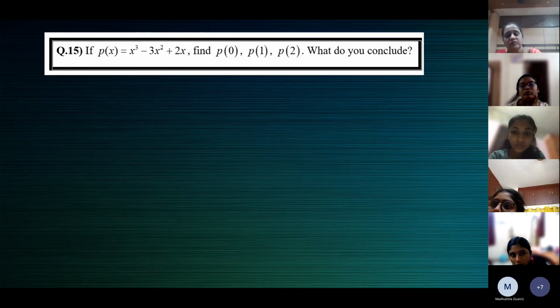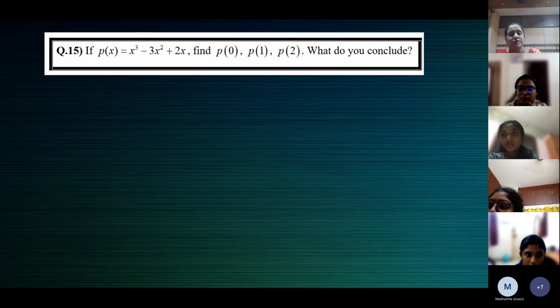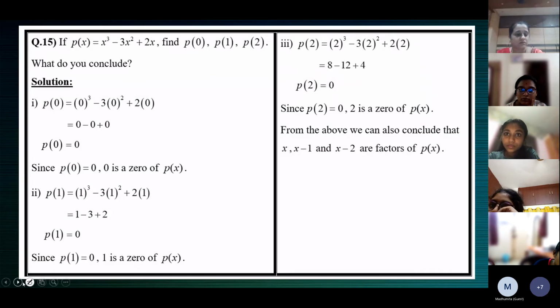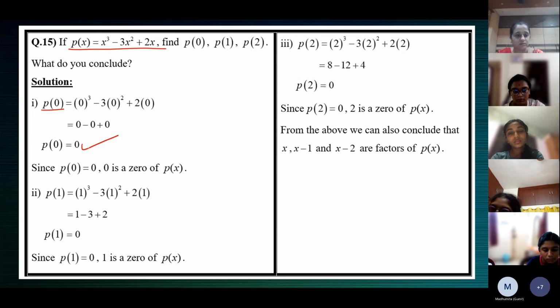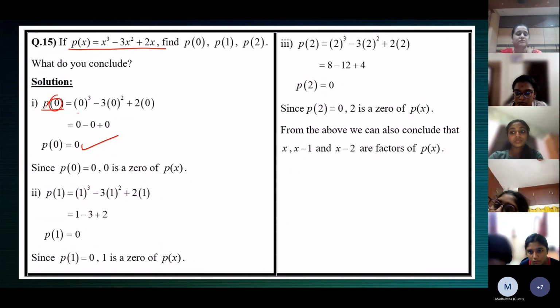If p of x is equal to x cubed minus 3x squared plus 2x, find p of 0, p of 1, and p of 2. What do you conclude? Let's see the answer. P of 0, this is p of x, children. So you know how to find p of 0. P of 0 is 0. So what do you conclude? If p of 0 is 0, that means 0 is a zero of p of x.